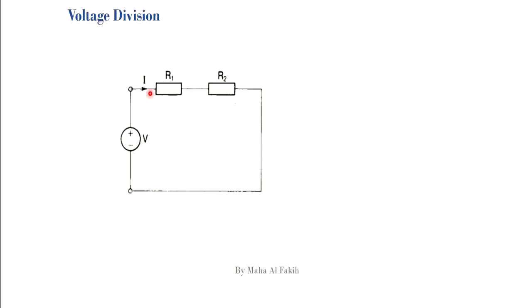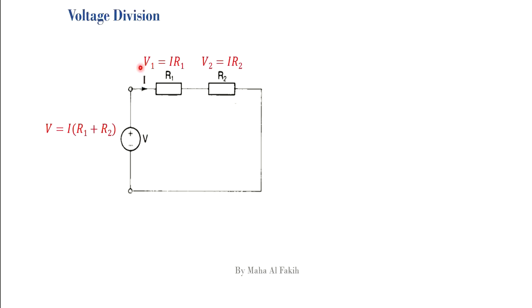Suppose that we have this circuit over here where R1 and R2 are connected in series, and we have a voltage source that is supplying voltage V and current I to this circuit. The voltage division rule gives us the value of the ratio of the voltage across one of the resistors, which is V1 or V2, over the total voltage that is supplied to this circuit.